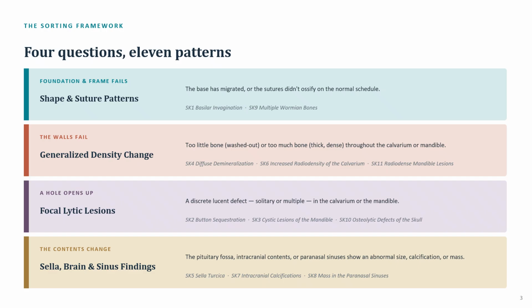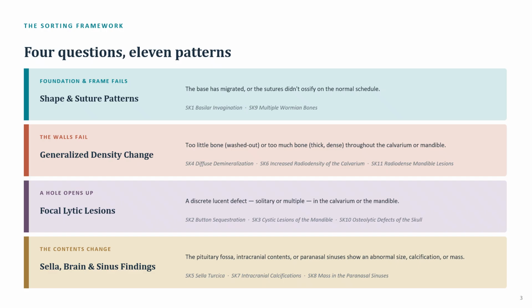All right, the next thing that could happen is a hole could somewhat open up. So we're talking about a hole in the wall. And this can be like a discrete lucent type of defect, or it can be a single defect or multiple defects. So we're talking about the button changes or the lesions of the mandible or some of those osteolytic defects of the skull.